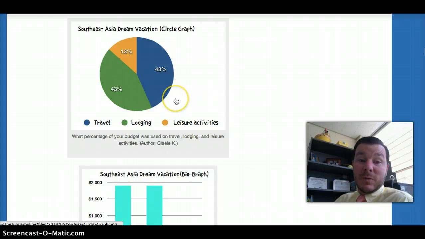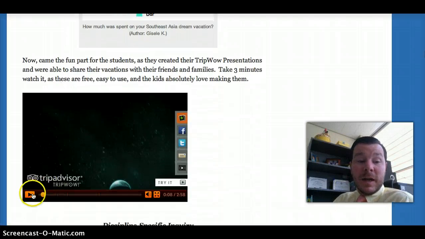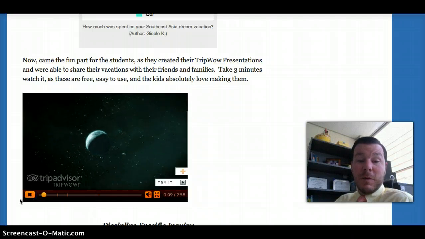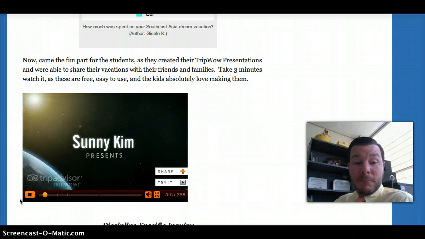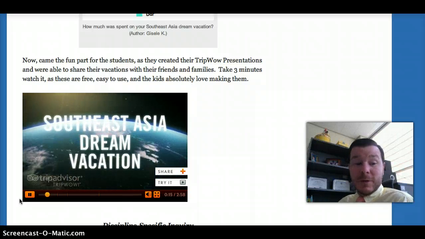So the kids got to realize, wow, mom and dad spent a lot of money on getting me there and keeping me with a roof over my head. And then they had to price out how much it would cost. Then they got to put together, using TripAdvisor through TripWow, this type of presentation, which is really cool. The kids absolutely enjoyed it.